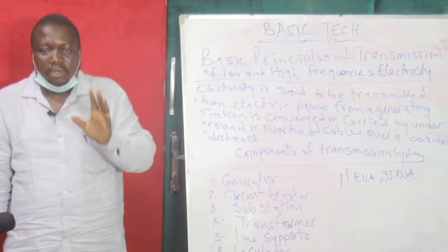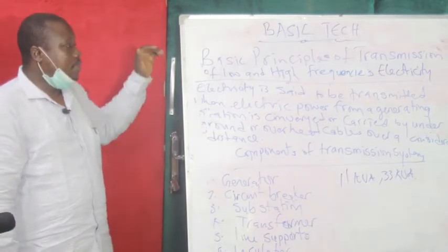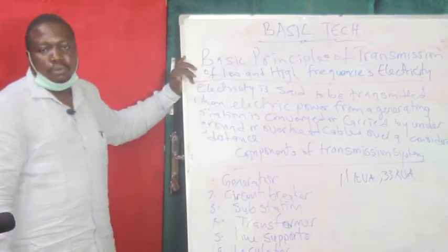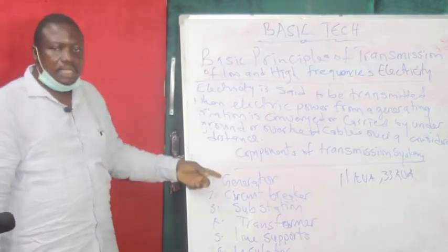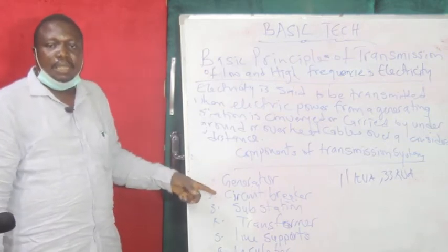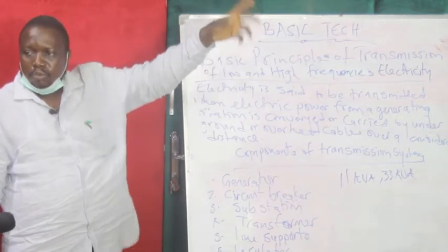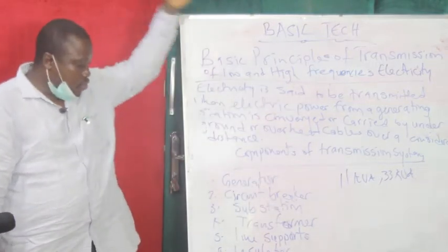So in a nutshell, what I'm trying to explain to you is, if the light is generated from the generating station, it will first go to the generator. It is from that generator that it moves to the circuit breaker. The circuit breaker is always attached on a post, then it goes to the substation. From the substation it will move to the transformer.